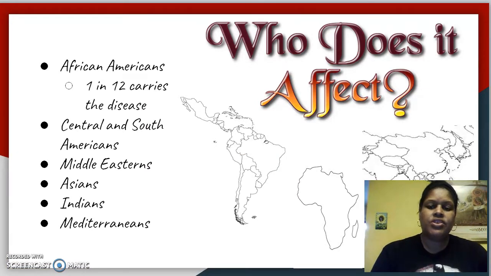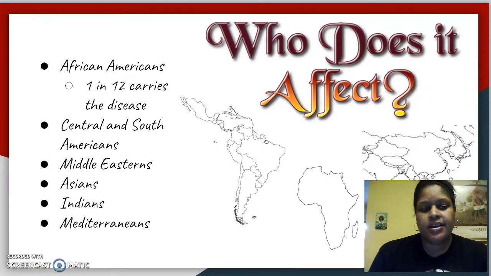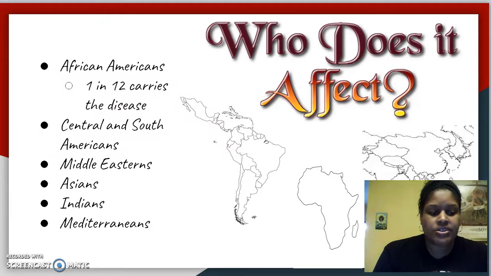Sickle cell is known to affect mostly African Americans. 1 out of every 500 African American births will have sickle cell disease, and 1 in 12 will carry the trait. But we've come to find out that it's not just affecting African Americans, it's also affecting Central and South Americans, Middle Easterns, Asians, Indians, and Mediterraneans.